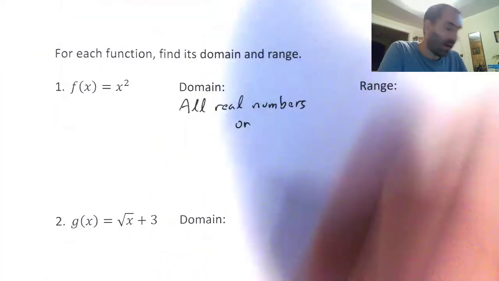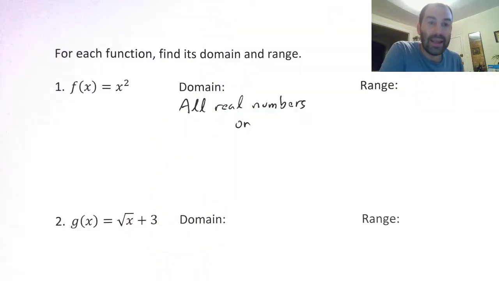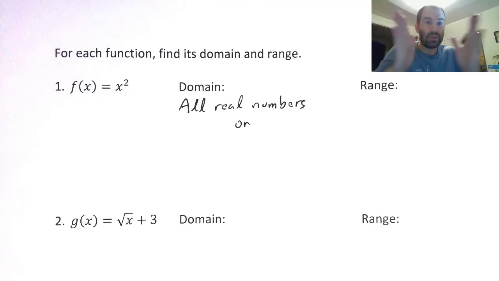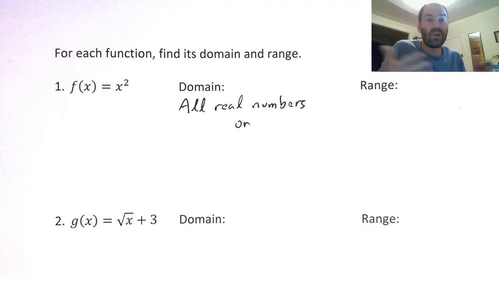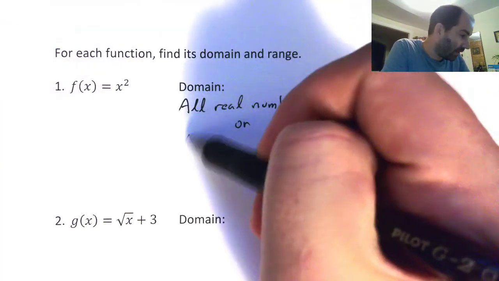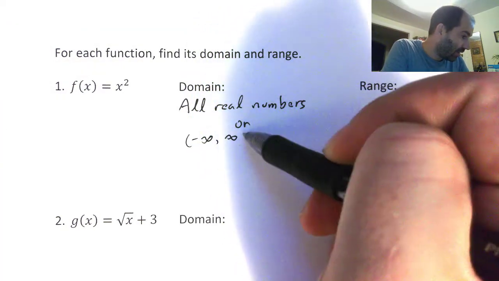Another way to write it down that would also be correct is to describe the domain as an interval. An interval is a range of numbers between two values. Well, if it's all real numbers, we're going from negative infinity all the way up to positive infinity. So that is the interval.